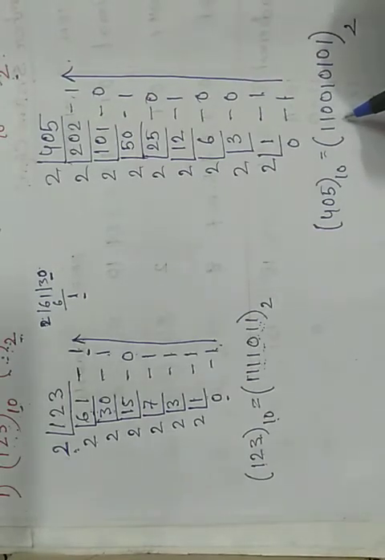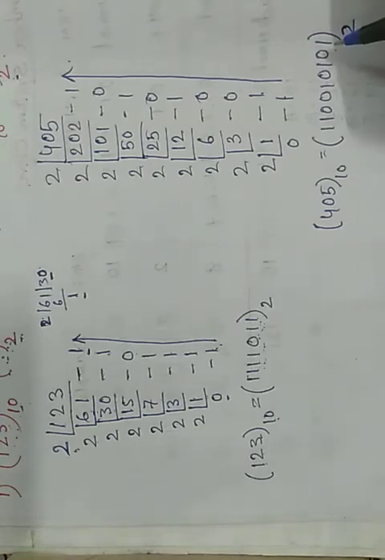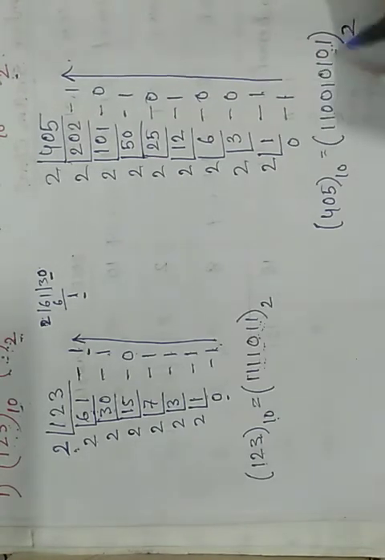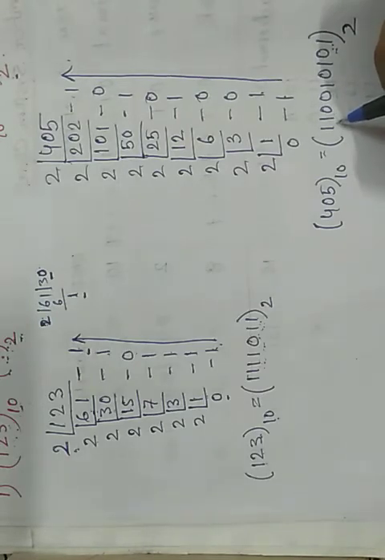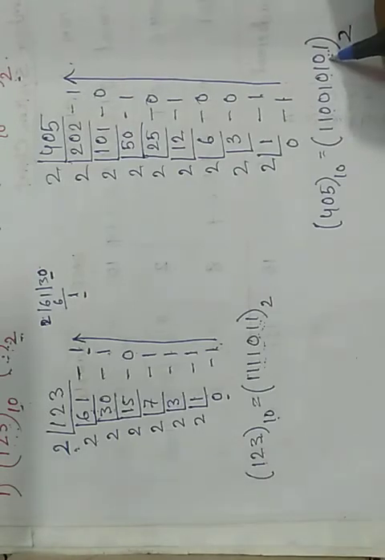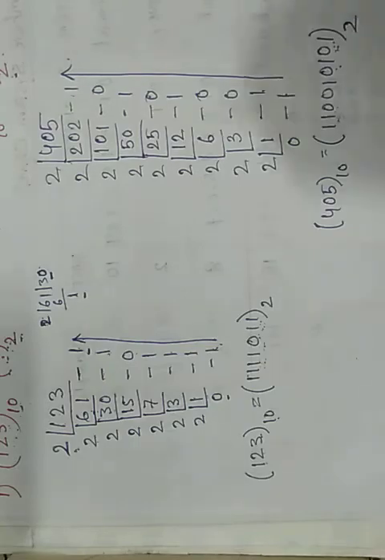You have to keep in mind that as this number is in the binary number system, all the digits must be within the binary number system. That is, each digit must be either 0 or 1. Okay, so this is very easy. You only have to keep the division procedure in your mind.